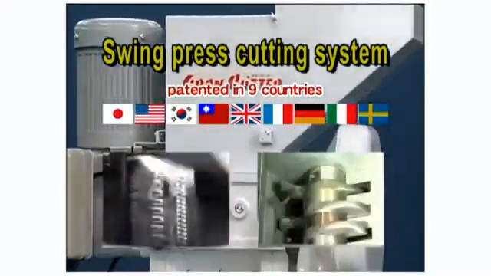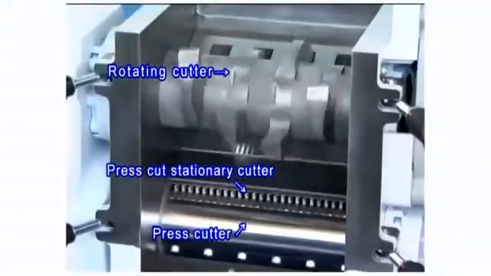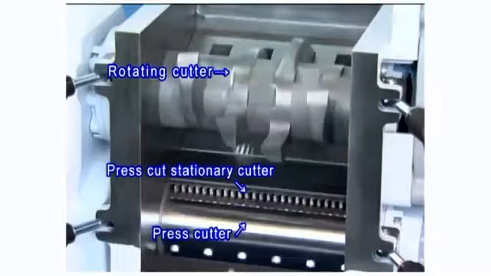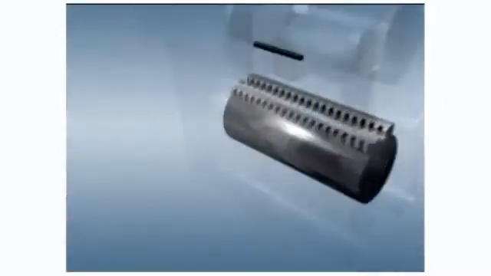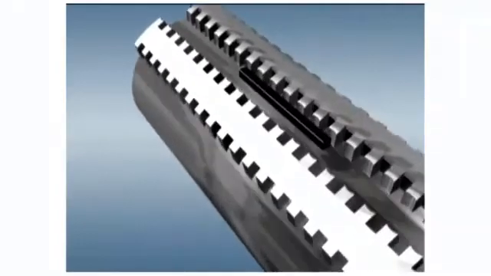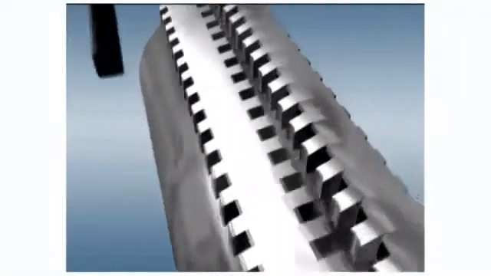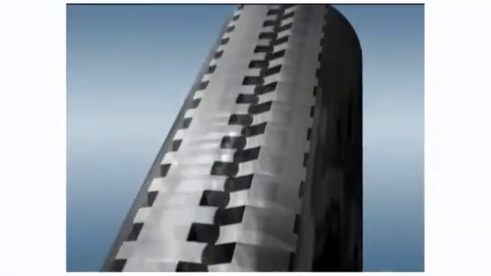So after sprue runner comes into Gran Cutter, it will be rough cut by rotating blade and rotating fixed blade. Then next, it will be cut by press fixed blade and press cutter. As you can see in the video, the runner cut by the rotating blades falls down to the press cutter. And between two blades, the runner is pressed and cut.